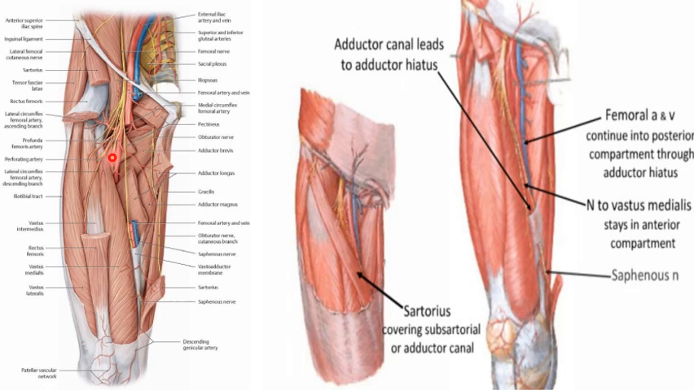These are the branches, the perforating arteries, which we said are passing through the various osteoaponeurotic openings within the adductor magnus. And these are the branches of the profunda femoris, which we will see in detail now.